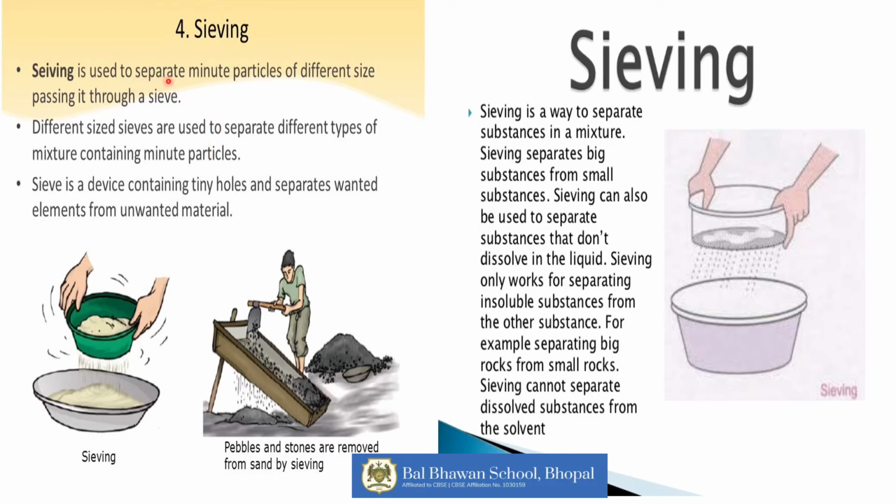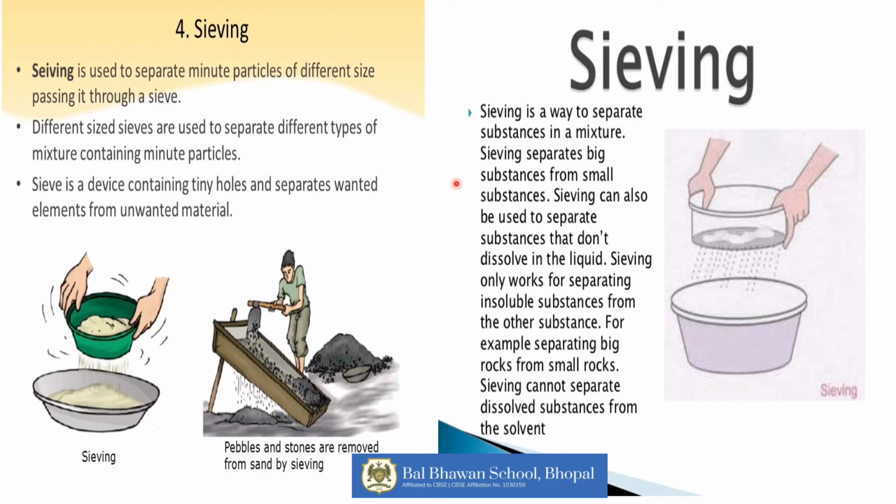So again, what is the principle behind this sieving and what type of particle? For sieving, it is very important that the particles should be very small in size so that they can easily pass through a sieve. And different size sieves are used depending upon the size of the particles which are to be separated. And now let us also define what is a sieve. A sieve is a device which has many holes, and this sieve separates the wanted elements from the unwanted material.